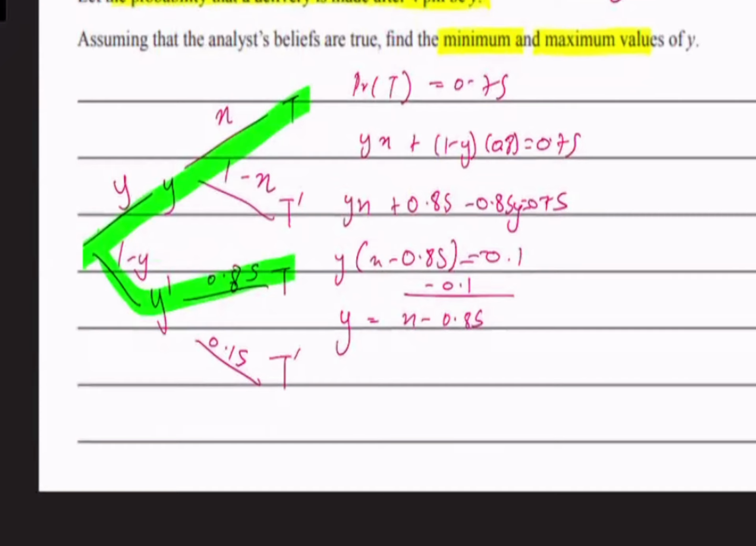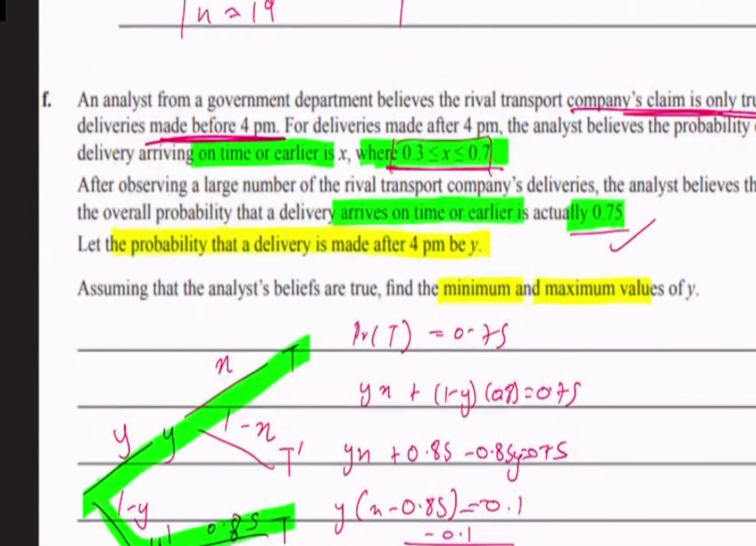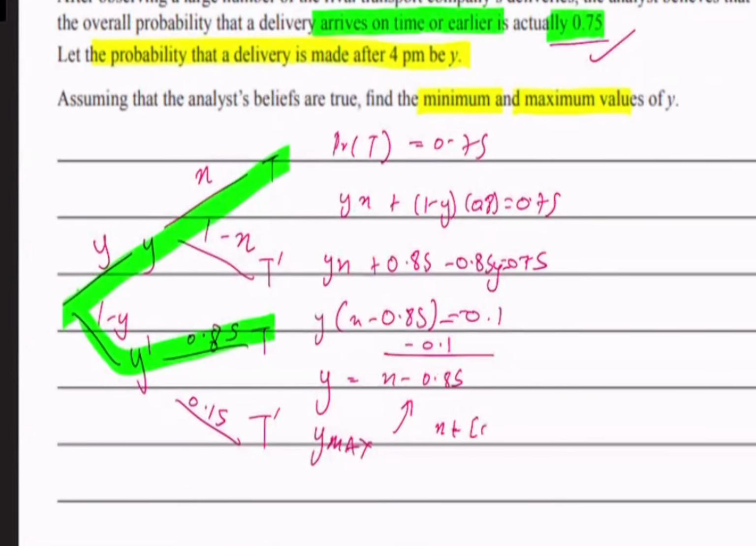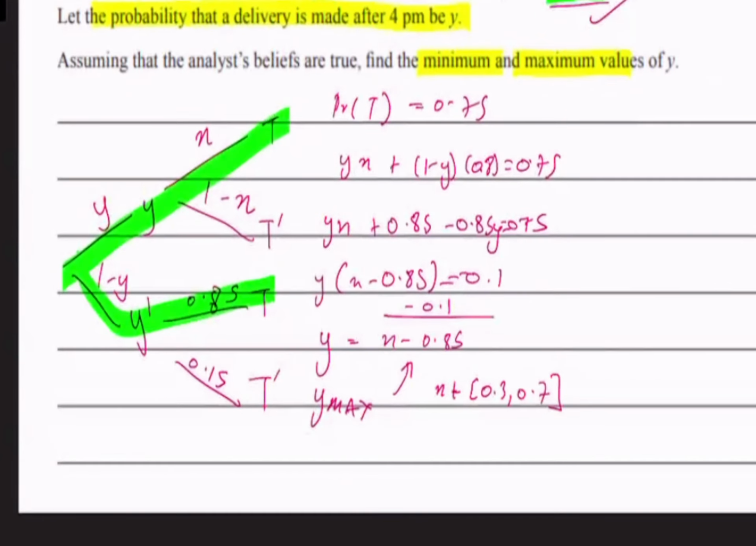Just like in normal questions, to find y max, we just enter this into your CAS. But be careful because they've given you a domain for x: x is an element of 0.3 to 0.7. Put that into your CAS and you should get that y max is when x is 0.7, and the maximum is 2/3 and the minimum is 2/11.